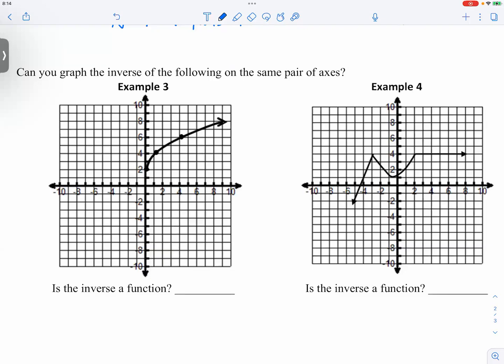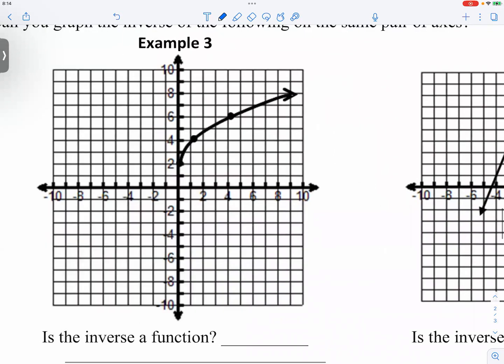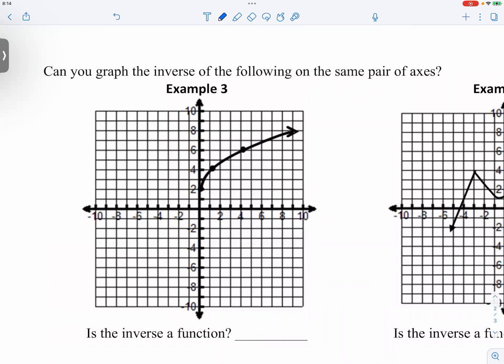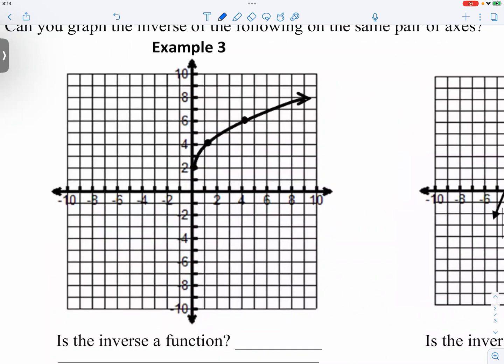Now, for example 3 and 4, what you do is very simple. We give you the graph. So can you graph the inverse of it? Let me go ahead and start number 3, and you can try number 4 yourself.